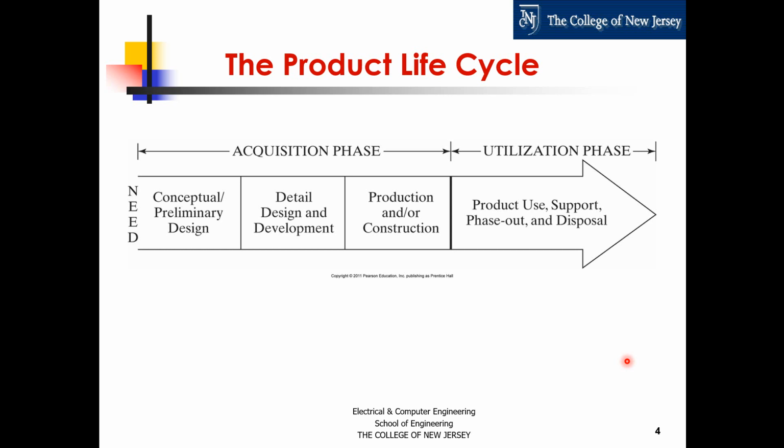Then we have the detailed design and development. This is actually when the actual design happens. Then we have production or construction. It could be just a massive construction project. That's also a complex system. And then again, when you put it in the utilization phase, that's when the product gets used. You need to worry about support and phase out, and in some cases, disposal. So that's the first view of the life cycle. Simple.